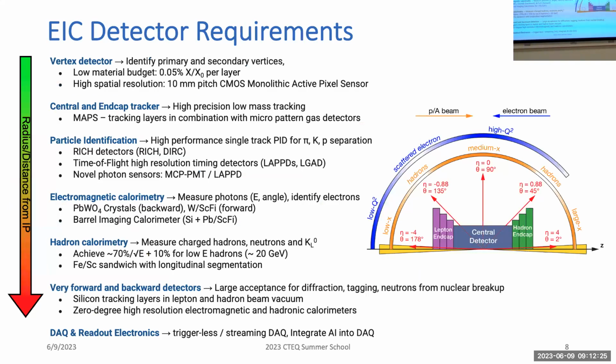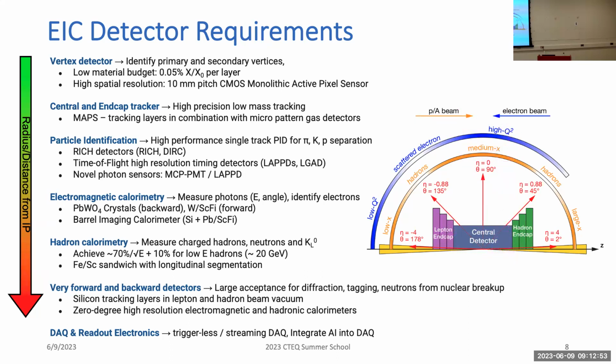All right, so let's talk about the kind of detector requirements that we have for an EIC detector. This is a very schematic representation of an EIC detector. Here you have a central detector, you have what we call a hadron end cap and a lepton end cap. In this diagram, the hadron beam is going from left to right, and the electron beam is going from right to left, okay? They collide here in this central detector.